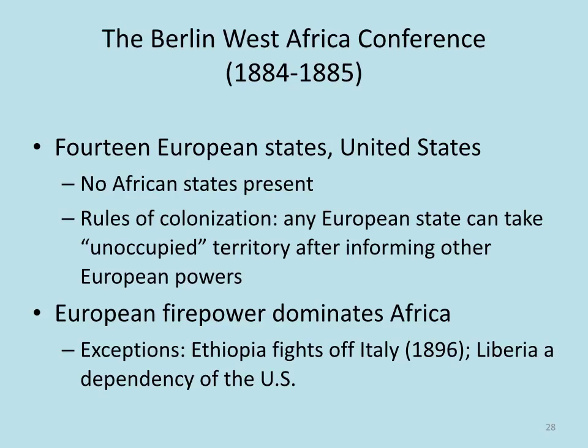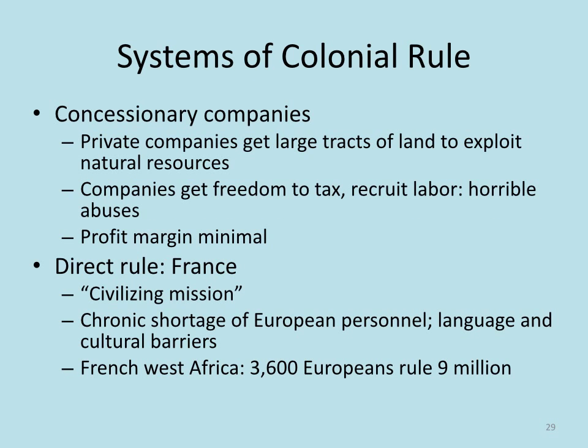Now, European firepower dominates, so the only countries that aren't going to be taken are essentially Ethiopia, who are going to fight off Italy, and Liberia, who is a dependency of the United States. So these two countries, Ethiopia and Liberia, are the only ones who are going to stay independent during the imperialistic period, because they're fighting off all these European powers, which is very impressive.